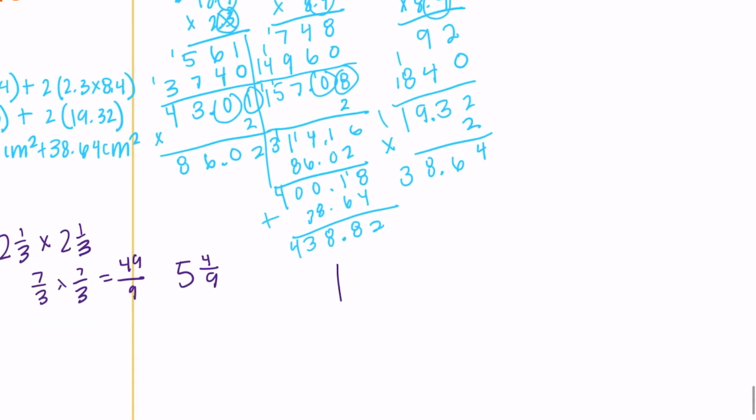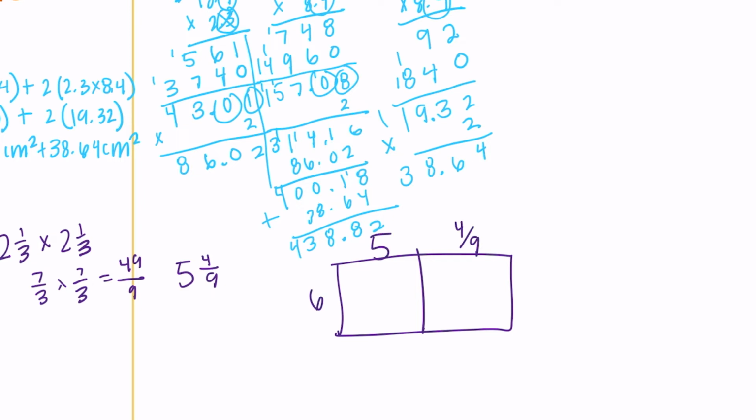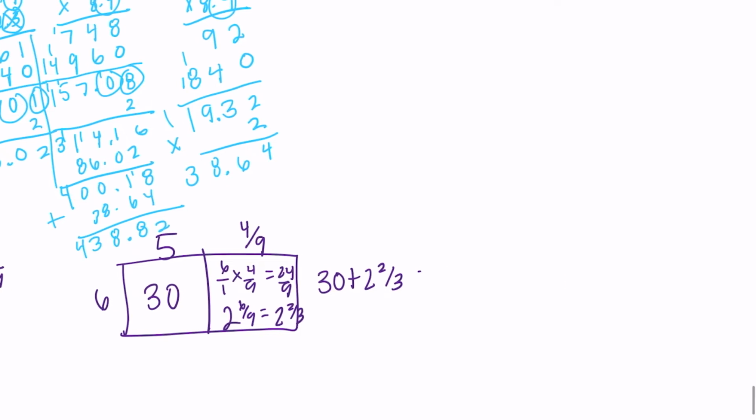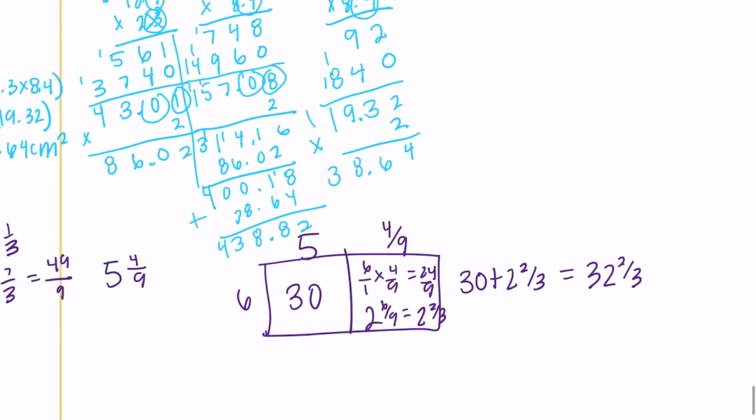And I'm going to do the box method because that's going to be a big improper fraction that I don't want to have to divide later. But you can do it a different way if you want. So 6 times 5 is 30. 6 times 4 ninths would be 24 ninths. And 9 goes into 24 twice because that's 18. 24 minus 18 would be 6 ninths, or 2 and 2/3. Add those together. 30 plus 2 and 2/3 would give us 32 and 2/3. So we would get 32 and 2/3 feet squared.